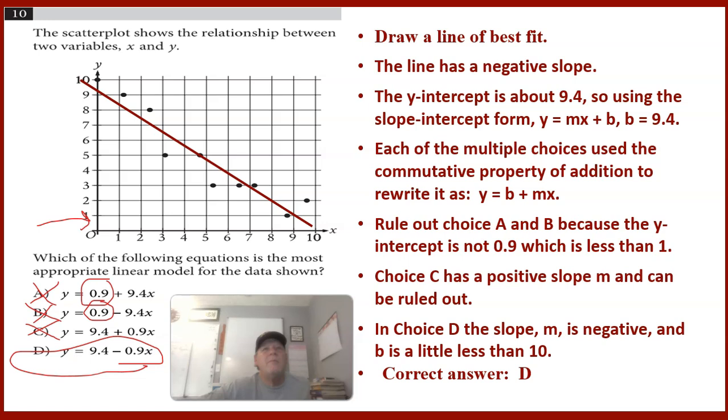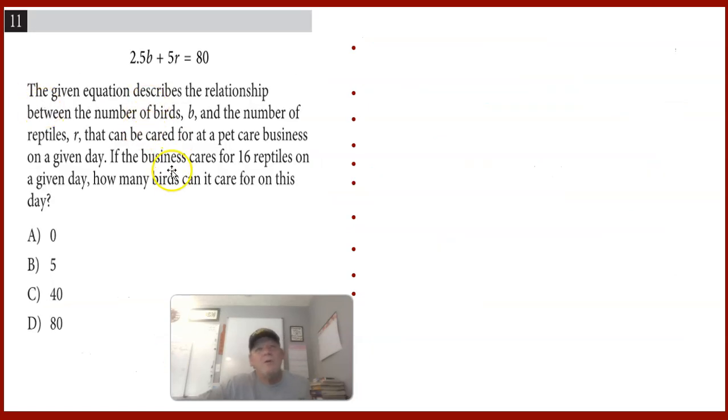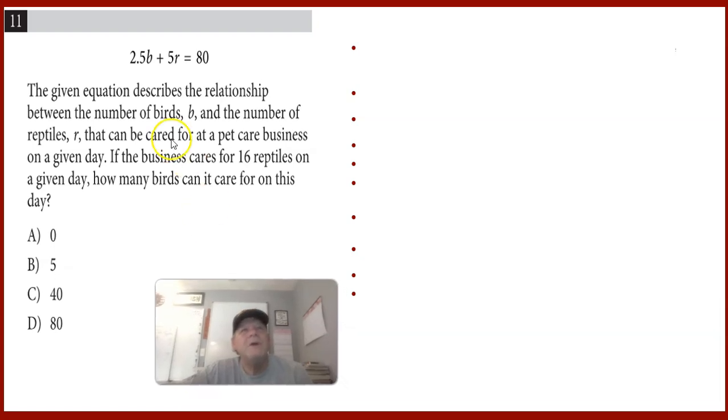Now we'll go on to number 11. Remember to pause this and work it after I read through the problem. The given equation, 2.5b plus 5r equals 80, describes a relationship between the number of birds B and the number of reptiles R that can be cared for at a pet care business on a given day. If the business cares for 16 reptiles on a given day, how many birds can it care for on this day? So we're saying 16 reptiles, so R will equal 16.